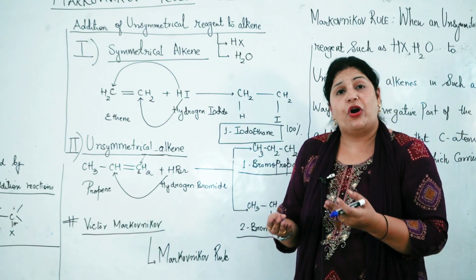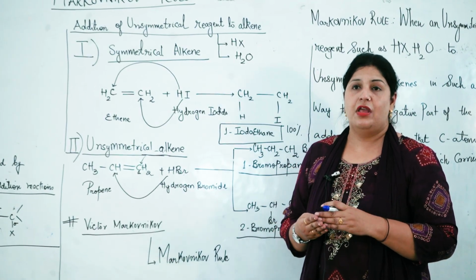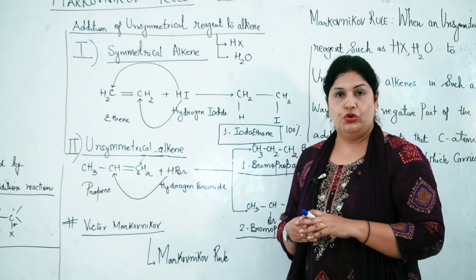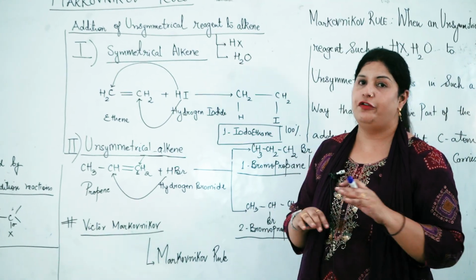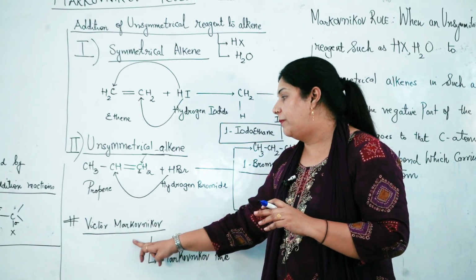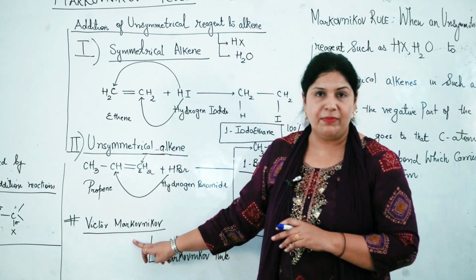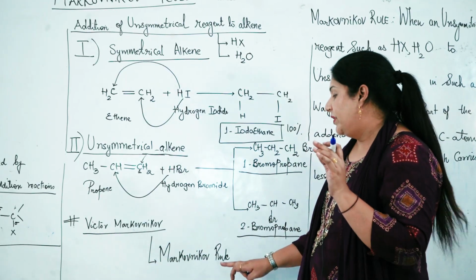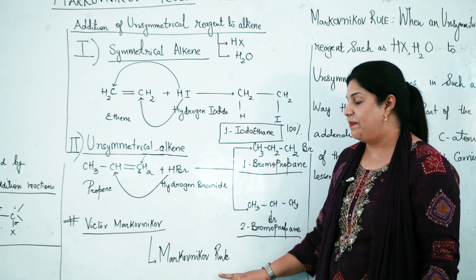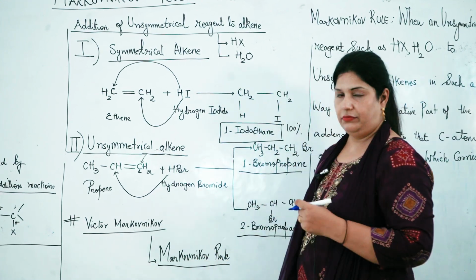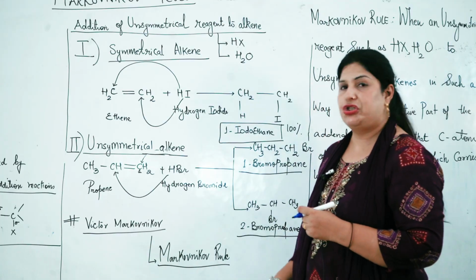So, which product is the major product? Which product will form in 100% yield? To rule out this confusion, to clear out this confusion, Viktor Markovnikov, a Russian chemist, gave an empirical rule which is named after his name, that is known as Markovnikov rule. He postulated this rule.